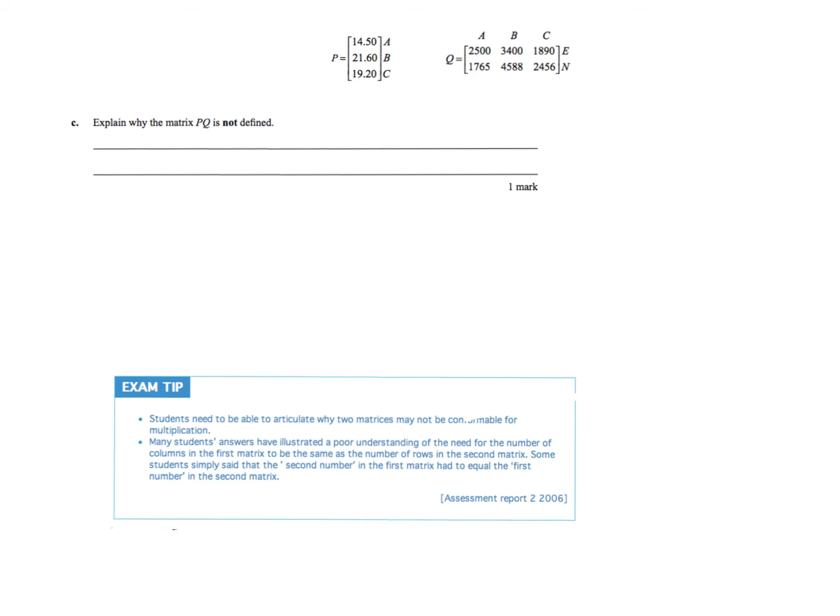So here, and now this is important, it says why is it, if you multiplied P with Q, not defined? So I've recopied the matrices here. So if you looked at P, what's the order of P again? It's a 3 by 1. And what's the order of Q? A 2 by 3. So why can't we? So these two, and it's not defined, is it?